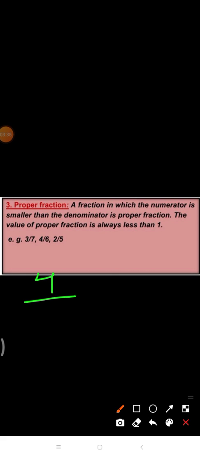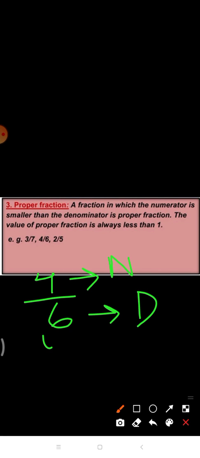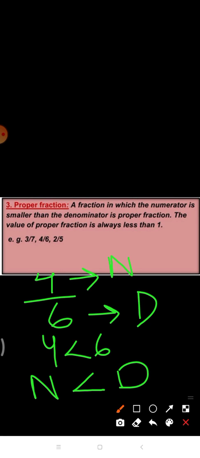Let's take another example. We have 4 by 6. Here also, the numerator is 4 and the denominator is 6. So yes, 4 is less than 6. So we can say numerator is smaller than the denominator. So this fraction is also the proper fraction. In the same way, 2 by 5 is the proper fraction.